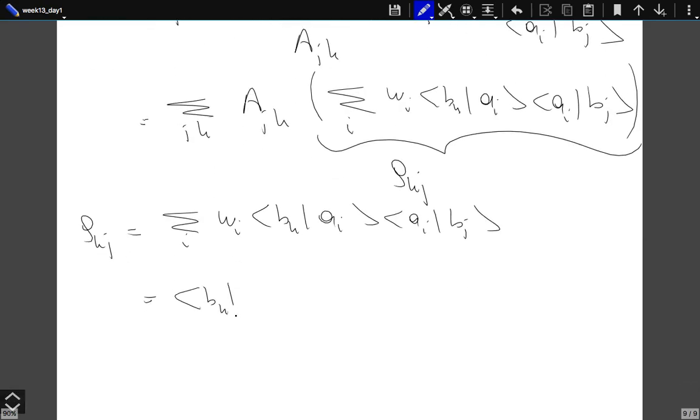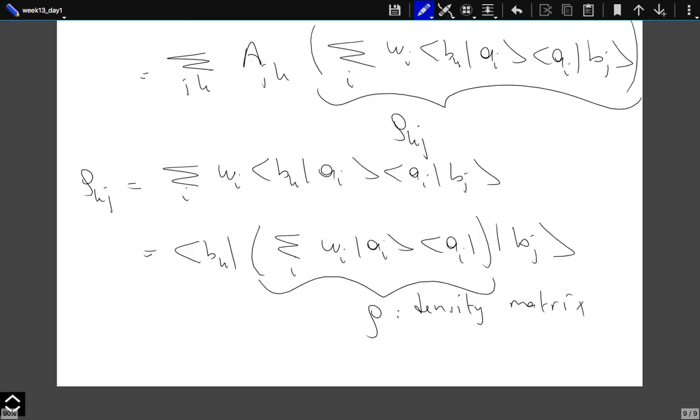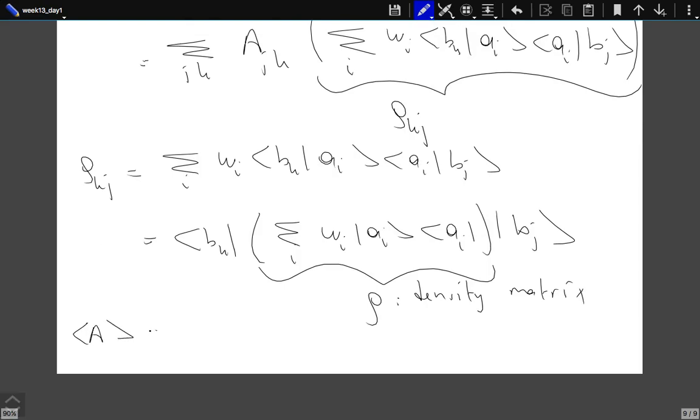This is equal to <B_k| sum omega_i |A_i><A_i| |B_j>. You see, this is an operator over here, and I'm taking the kj element of that operator. So basically that operator is what I call rho. That is the density matrix. And in terms of the density matrix, the average of A is equal to sum over JK of A_jk rho_kj.